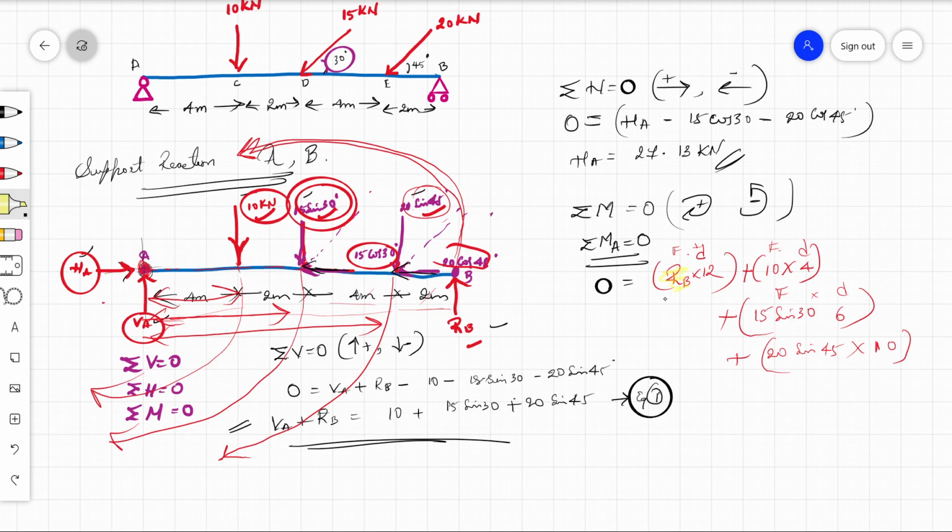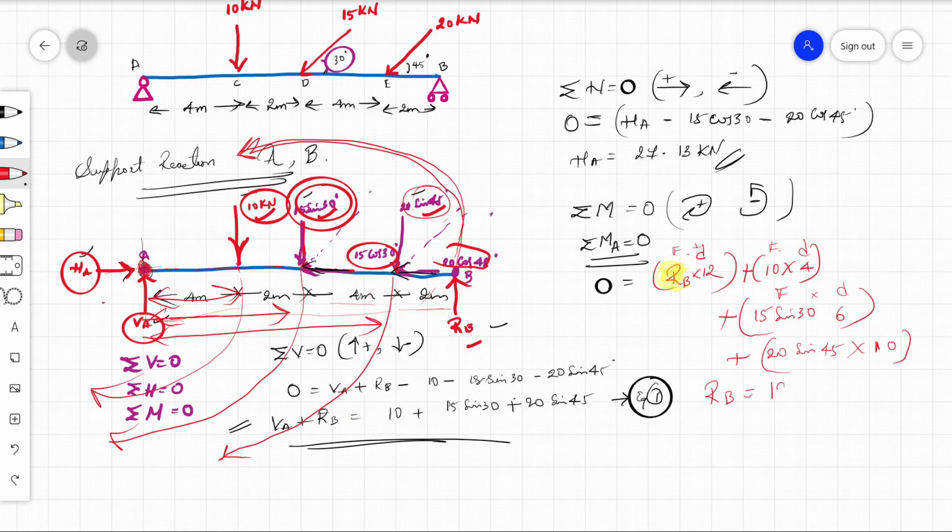The RB is the only unknown. We know everything else. 15 sine 30 is a single digit number, 20 sine 45 is a number, 10 is a number, 4 is a number. There is nothing that is variable. So from that, find the value of RB. Just interchange with the values and find the value of RB.